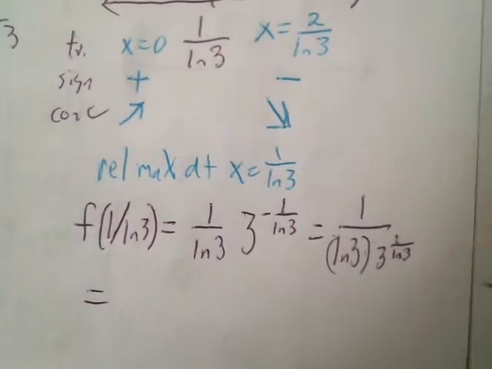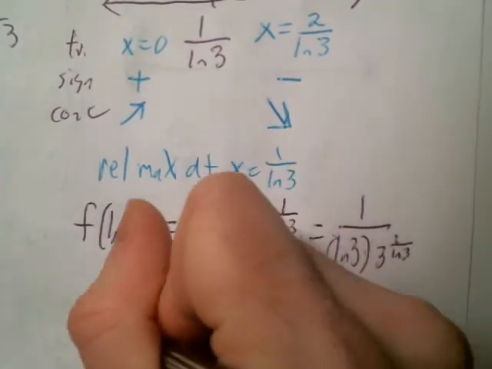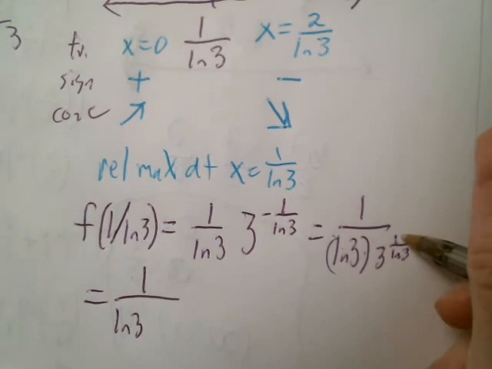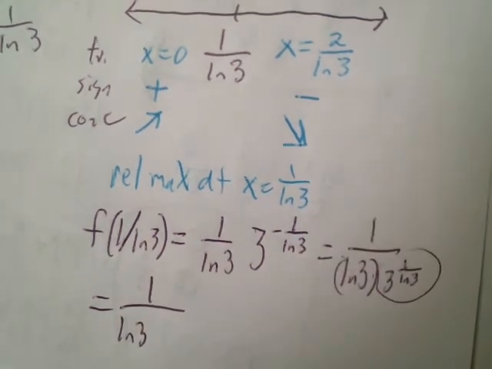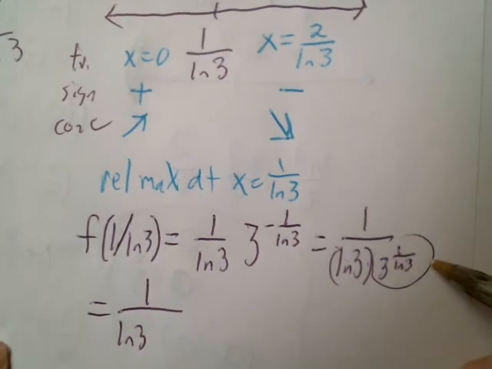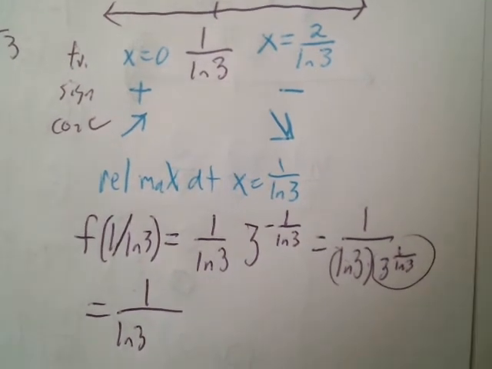Let's not just throw it in the trash, right? So it's 1 all over ln 3. I can rewrite this expression as, you can rewrite it. I just don't think you can do anything with it. It is what it is.